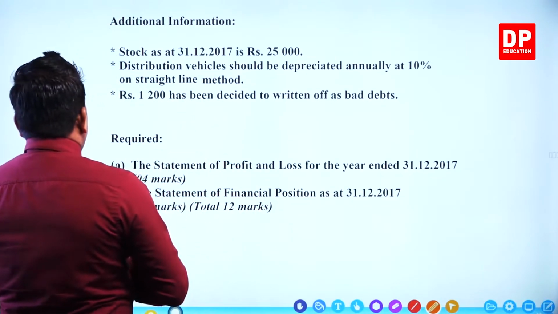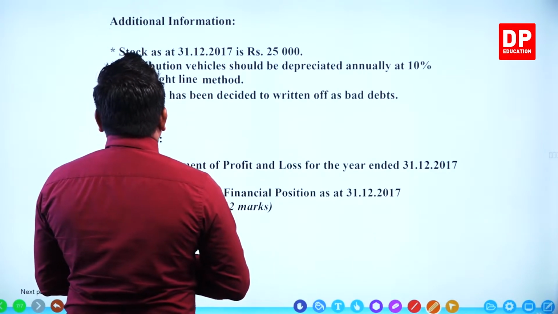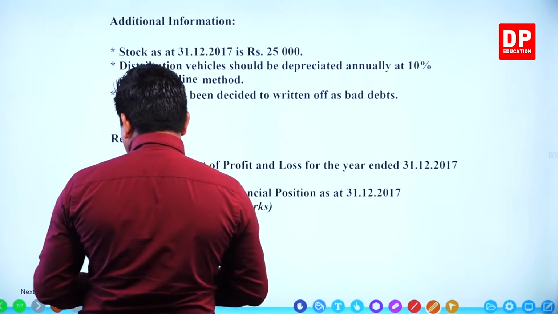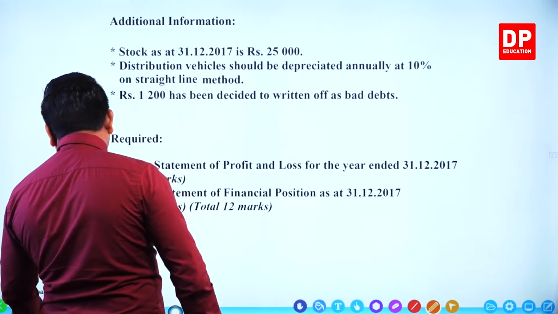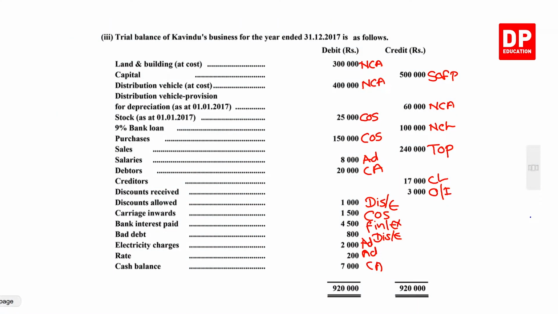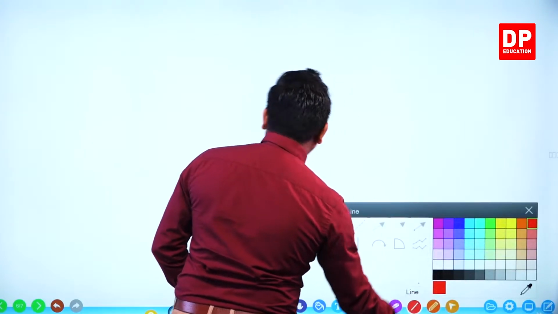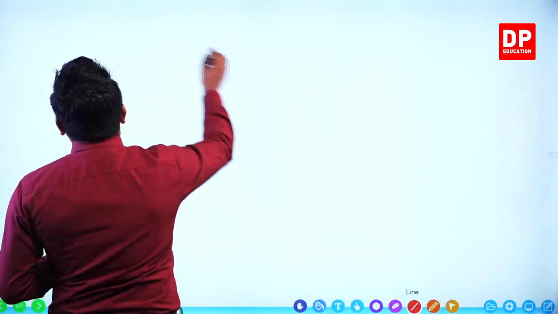Now you go to the question. To draw the question, you have to go to the question to draw it, right? Now you can draw. First one is profit and loss statement.